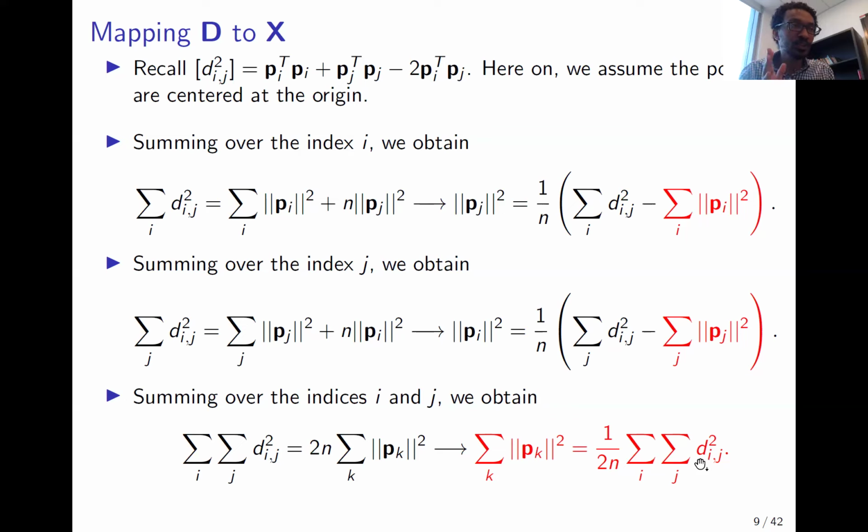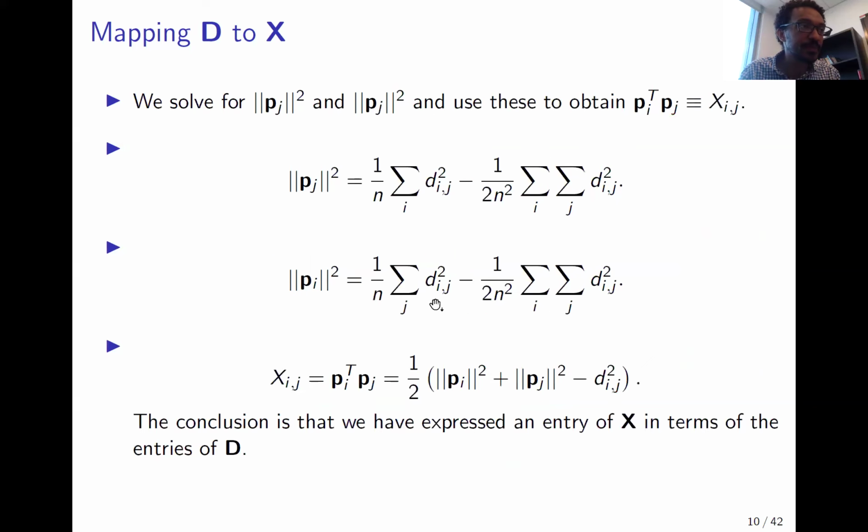Once again, our goal is to map the distances to the gram matrix. So what I'm going to do in the next slide is take this expression and plug it here and here, and get an expression for p_j squared and p_i squared. If I do that, I get an expression for p_j squared and an expression for p_i squared. Now, we know that by definition, the entry of the gram matrix is p_i transpose p_j.